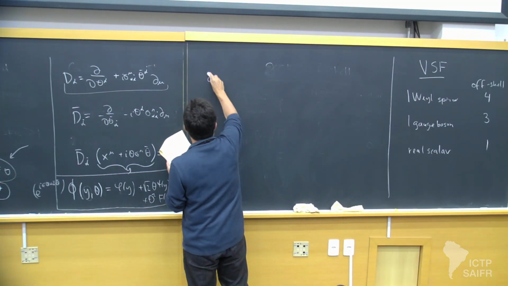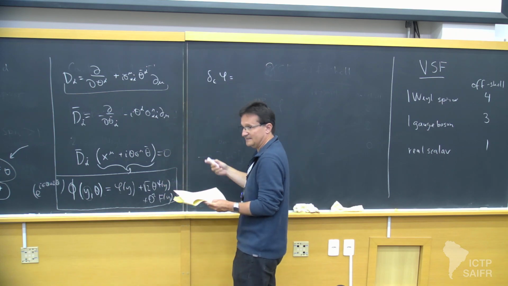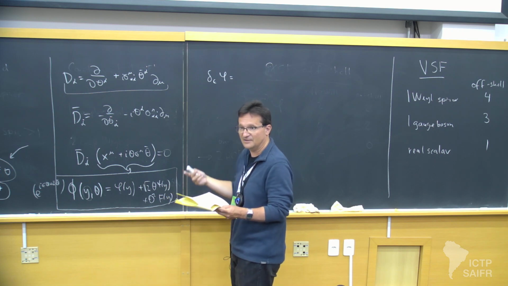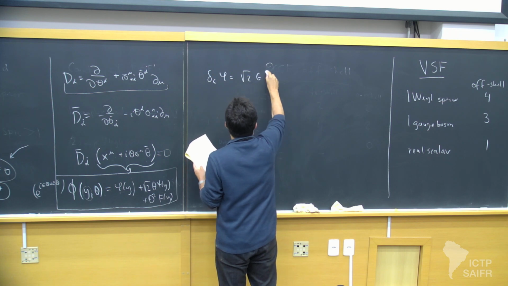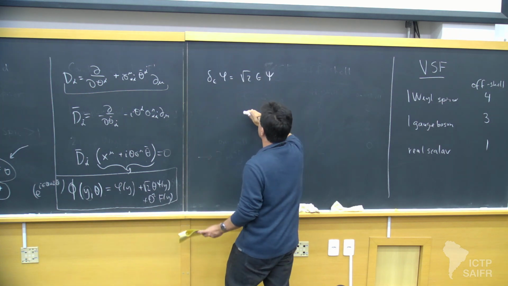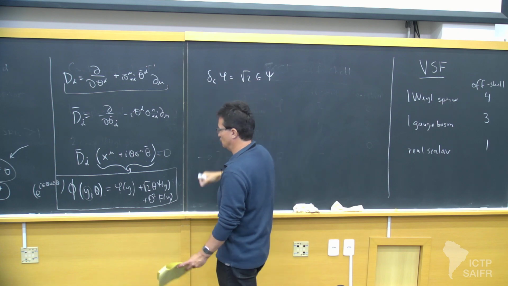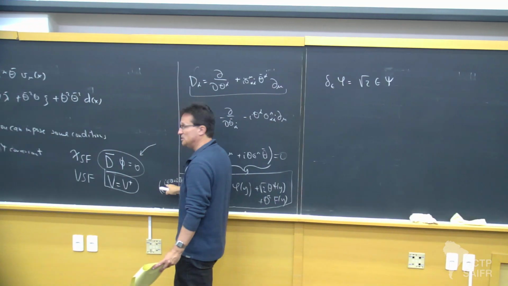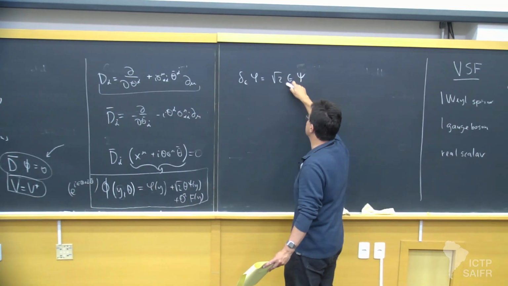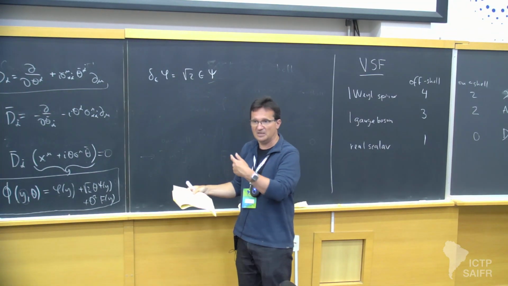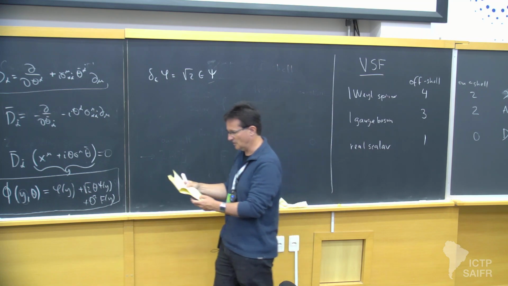So for example, the scalar is going to transform, not too surprisingly, under supersymmetry transformations into the fermion. So it's going to be √2 epsilon times psi. And this makes sense. This is the transformation of a scalar. Epsilon is the supersymmetry transformation parameter, so this is fermionic, and then that's contracted with a fermion. So this is a boson here, but it's still telling you that a boson transforms into a fermion under supersymmetry transformations.